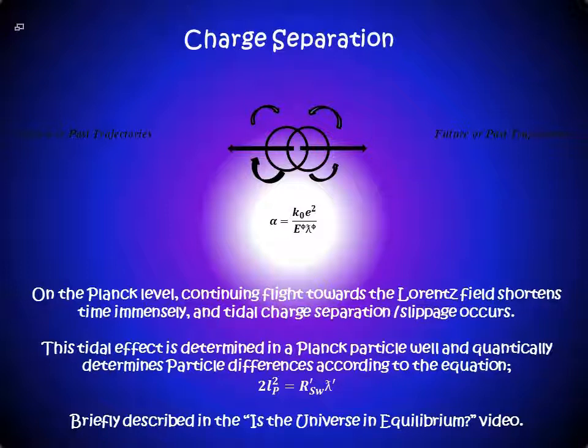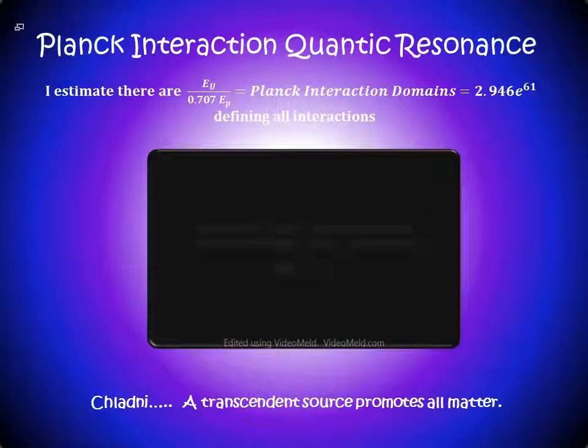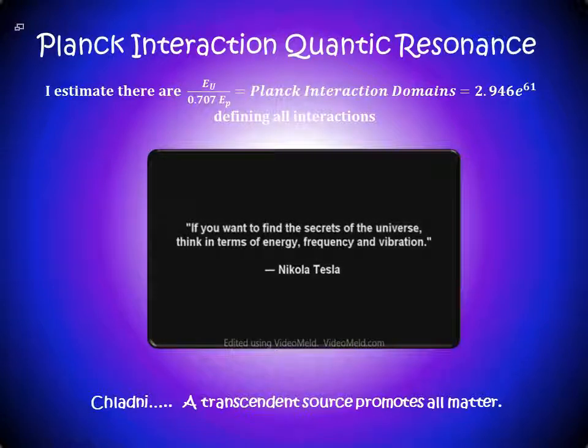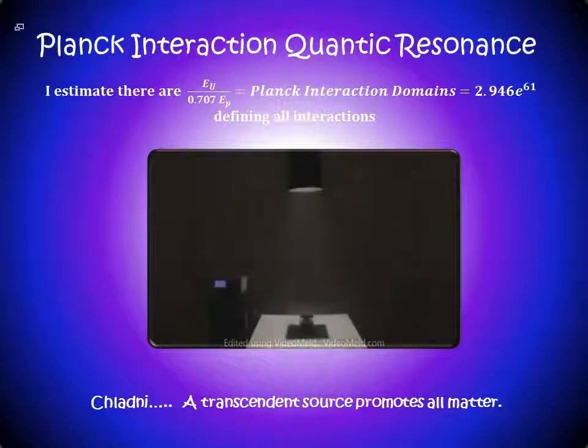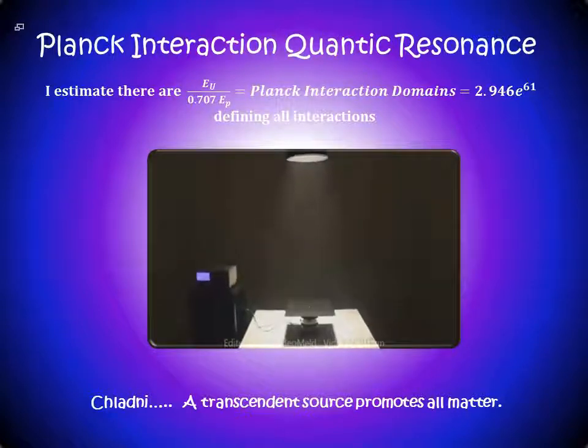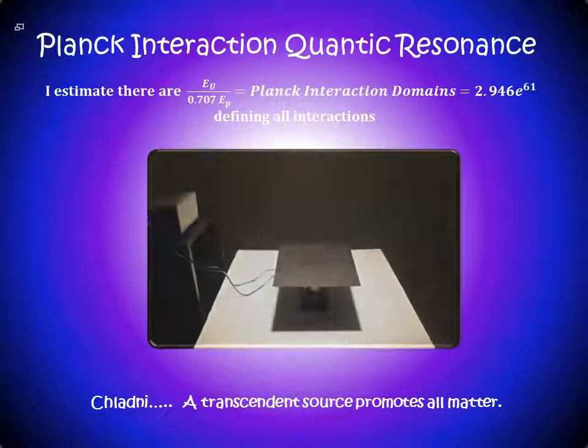Charge separation, this alpha constant force derivation, gives us charge, which I started to talk about earlier. You can see we have the source of charge separation here. Now, I've calculated the number of these interaction domains, and we've got roughly 3 to the 61st domains. Those are just Planck interaction domains, and these define all the rest. From this, we're going to be deriving all kinds of things, and it's all based on the Planck length.